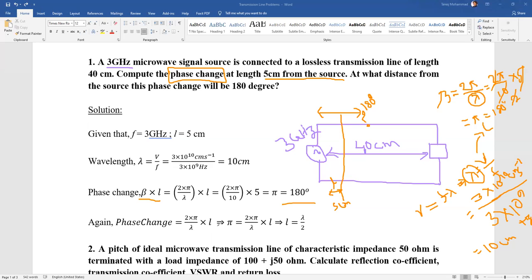Again, we know that 2 pi by lambda into L is equal to the phase change. So if we change the values, what do you get? Lambda by 2, that means 5 centimeters. So at 5 centimeters, this phase change happens. Okay, so that is the math. First math. I will explain all of the maths, Inshallah.